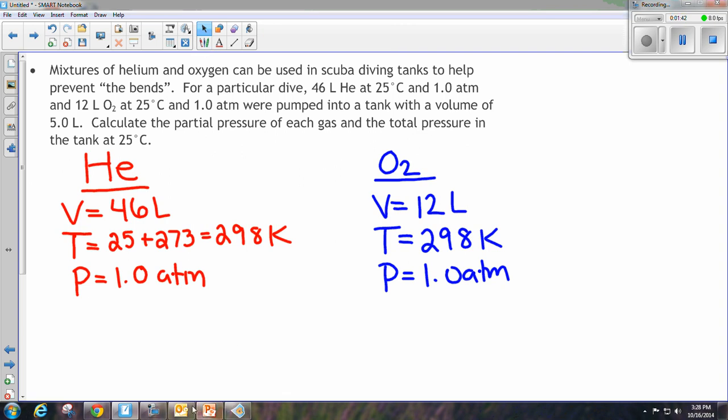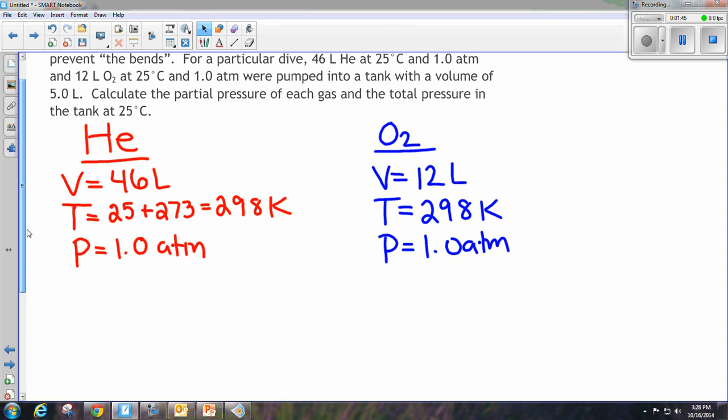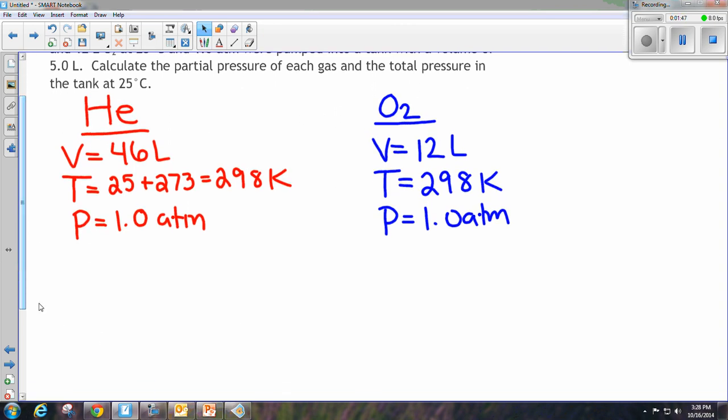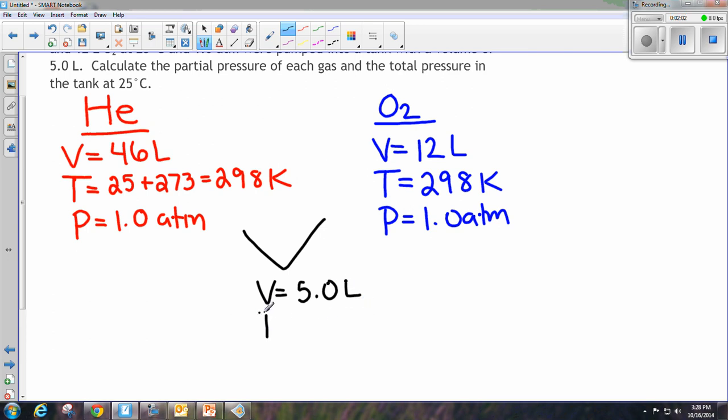So both of these gases then are going to be mixed together. They're going to come together, and they're going to be placed into a tank that has a volume of 5 liters at a temperature of 298 Kelvin again, 25 degrees Celsius. And the question is, what is the pressure now inside this tank?